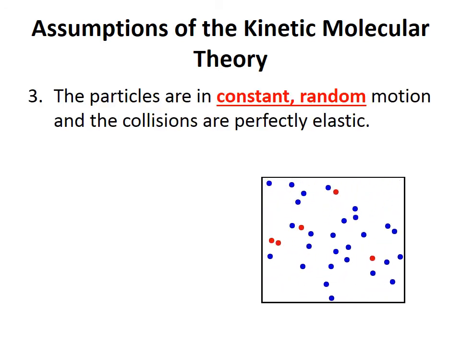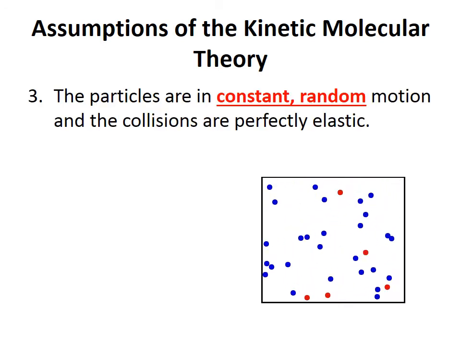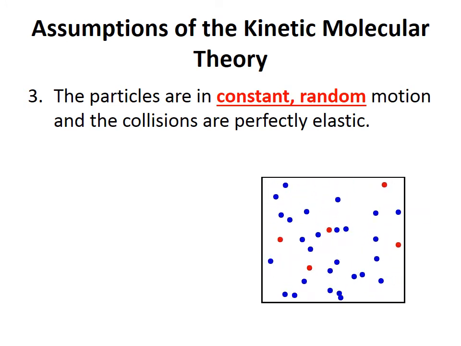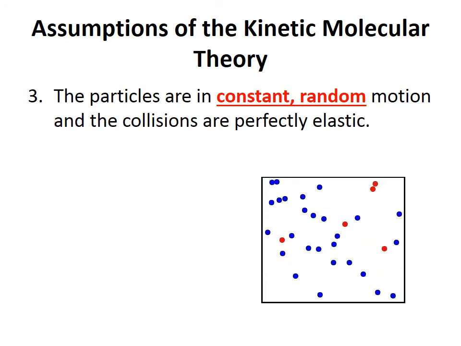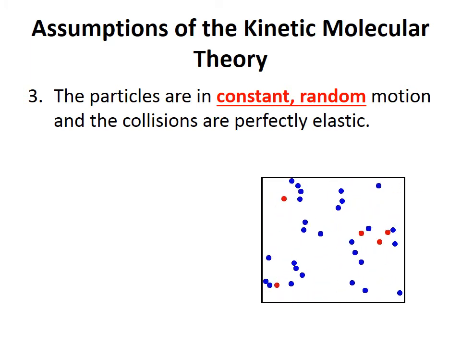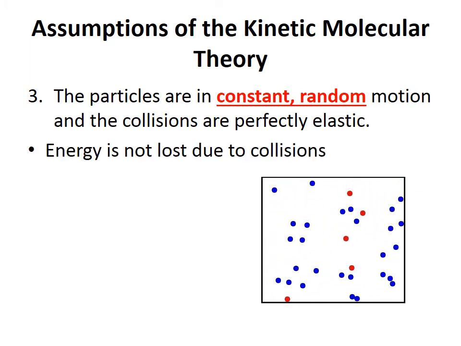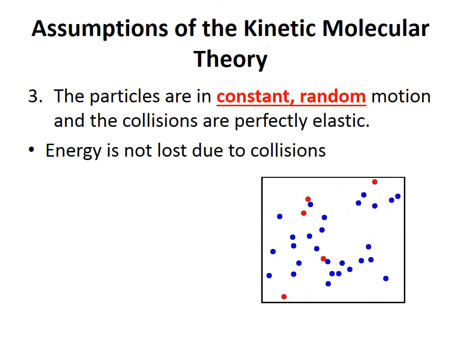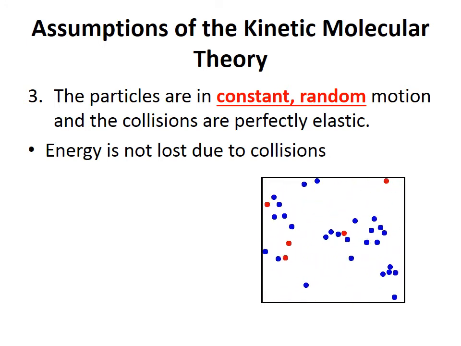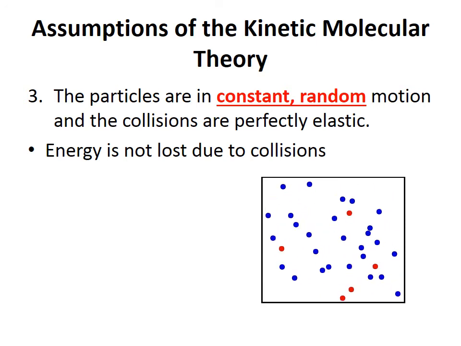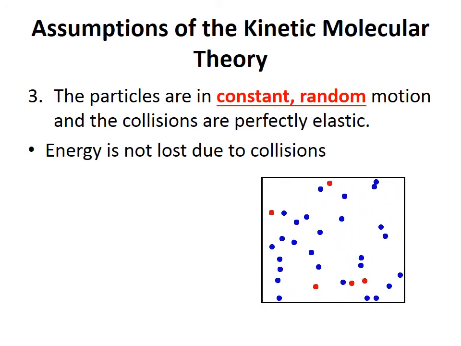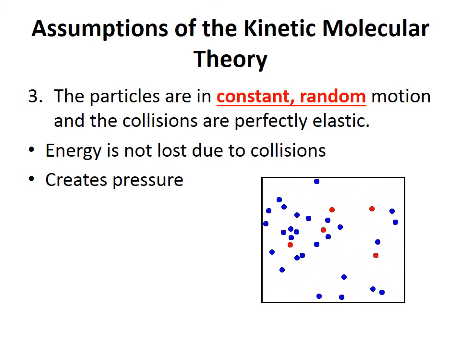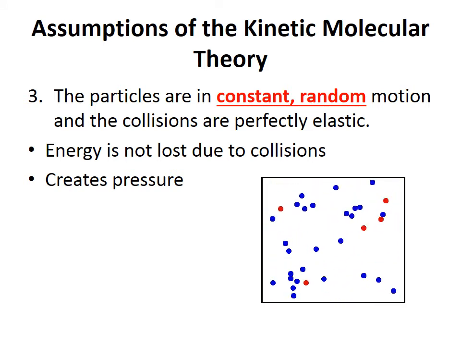So here we see that these particles are in constant random motion and the collisions are perfectly elastic. What do we mean when we say these collisions are perfectly elastic? It means that there is no energy loss due to the collisions. So even though they collide with the walls of the container or with each other, there is no loss of energy. And because these particles collide with the walls of the container, they also create pressure. And we'll talk about pressure a little bit later on.